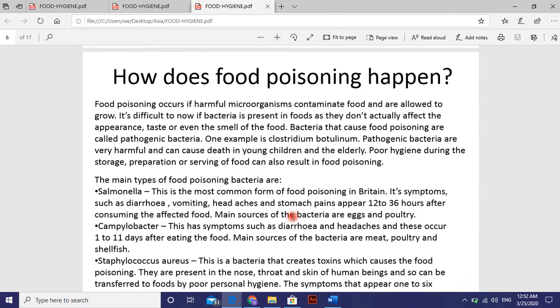Now, let's talk about food poisoning. Food poisoning is because of bacteria. These bacteria are called pathogenic bacteria. They produce toxins, for example Clostridium botulinum. It is a pathogenic bacteria that is very harmful and can cause death in young children. It's because of poor hygiene and poor preparation of food that you get this food poisoning.